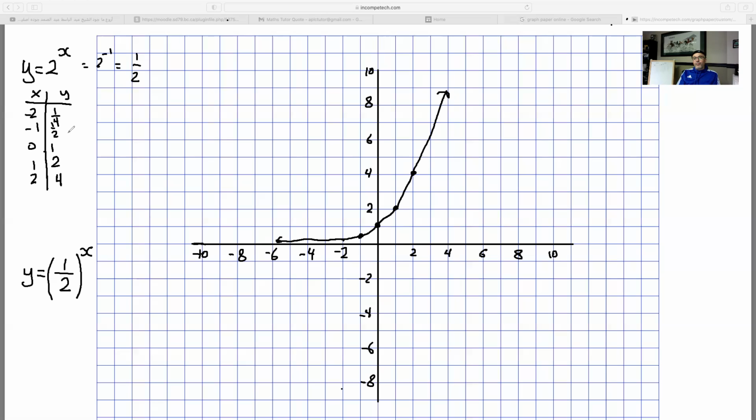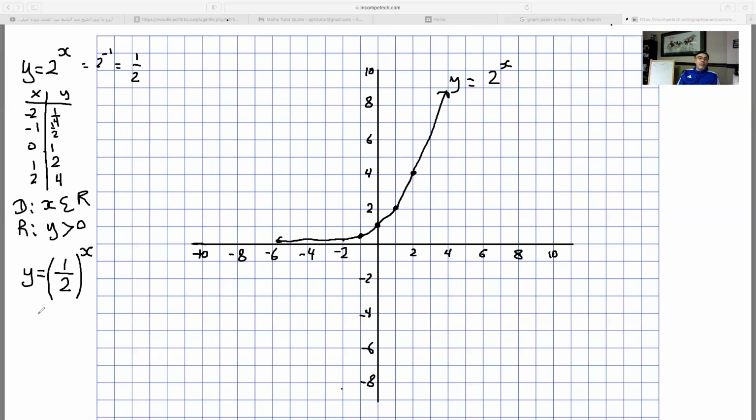What you should know for an exponential graph, if you don't have any translations or transformations in the graph, the domain is x is all real numbers. The range, however, is y greater than 0. And as you see, this graph never touches the x-axis. It gets very close to it, but it'll never touch it. And that's why it's y greater than 0.